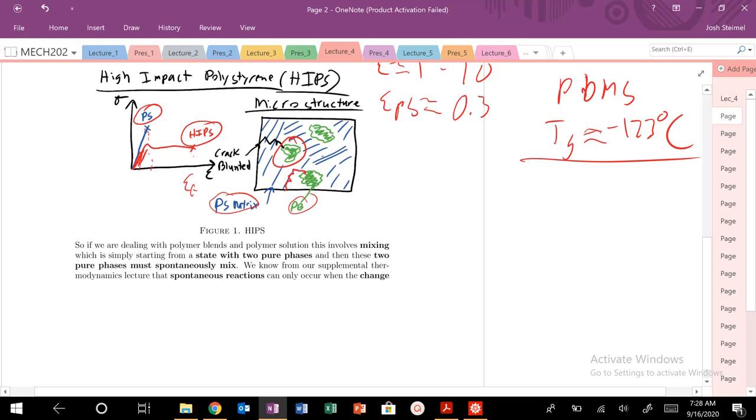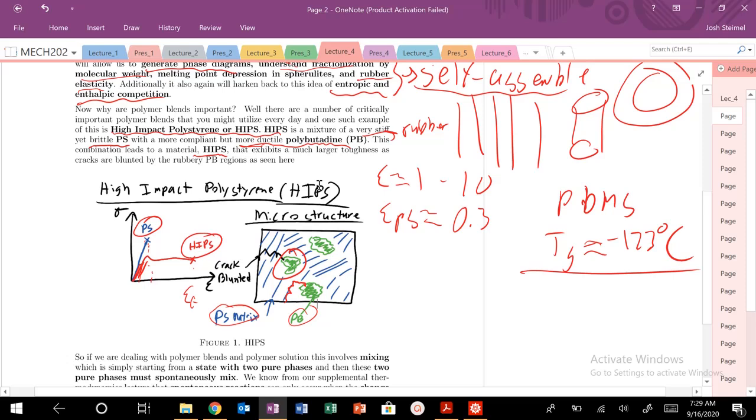So you have lots of these more rubbery parts, with material with lower Tg than your polystyrene. So they are going to blunt those cracks, and you get this increase in toughness.